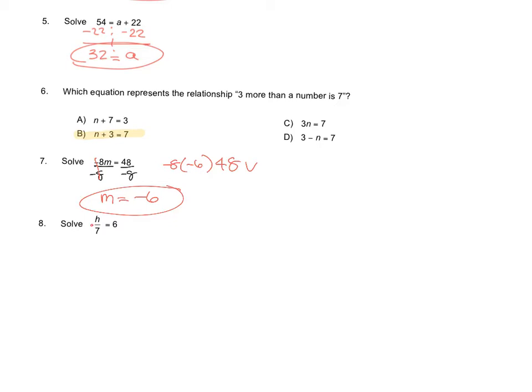Here you're dividing by 7, so you're going to multiply by 7 to undo. h is 42. And check your work. 42 divided by 7 is 6, and that's correct.